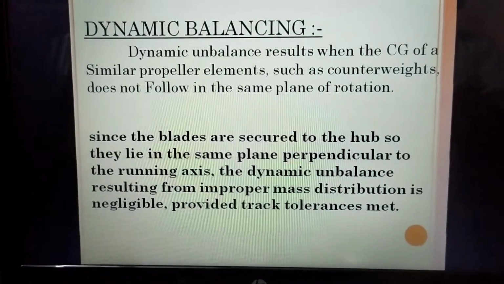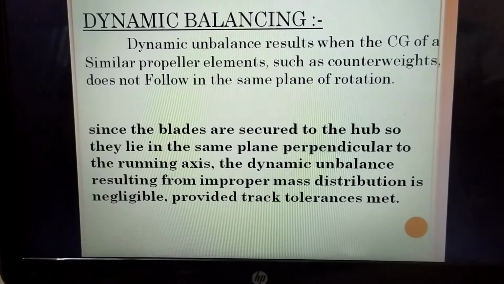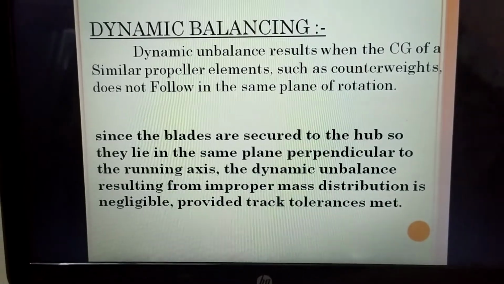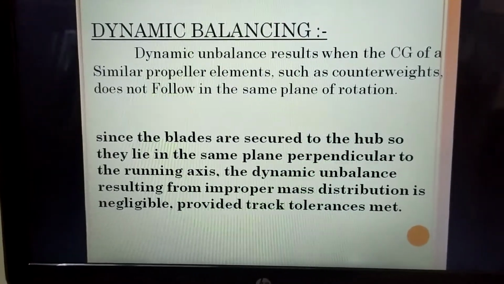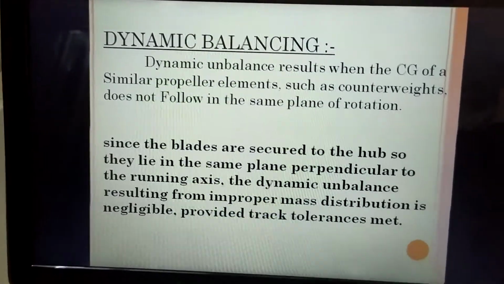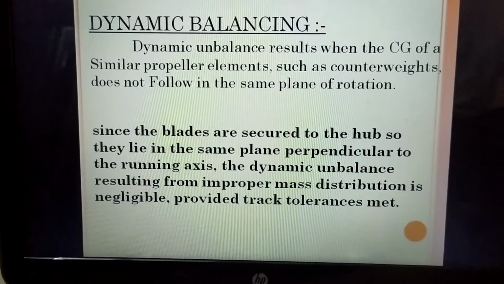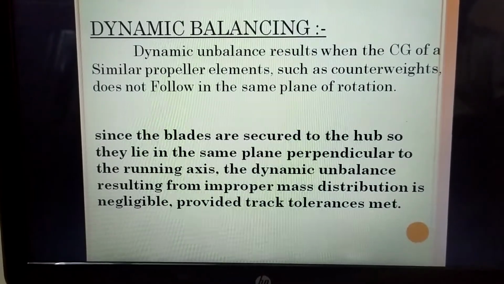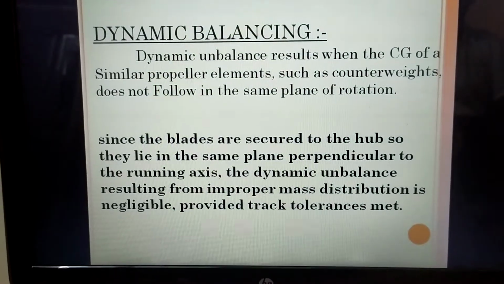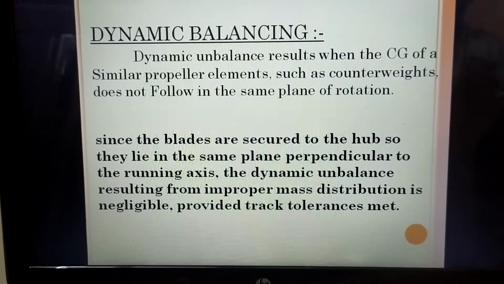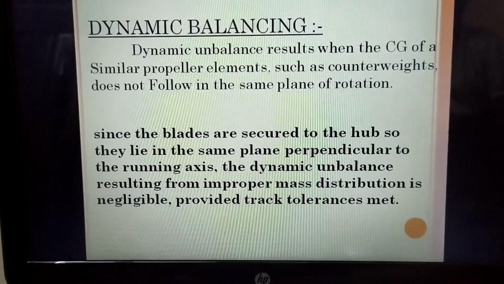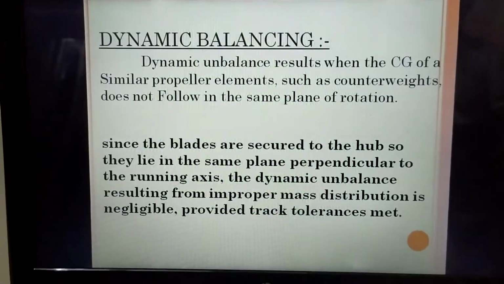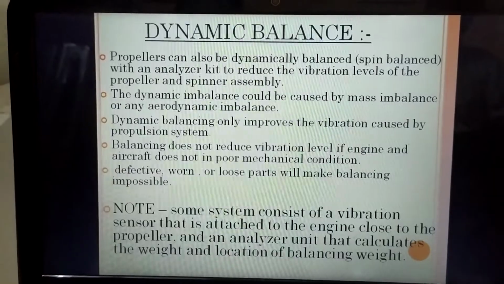Since the blades are secured to the hub, they lie in the same plane perpendicular to the running axis. This means all blades are attached to the hub, so these blades are perpendicular to the running axis. The dynamic unbalance resulting from improper mass distribution is negligible provided track tolerances are met. This means mass distribution is unequal. For example, if the mass distribution on the propeller blades is unequal but within the limitations according to the manufacturer, then this is allowable.